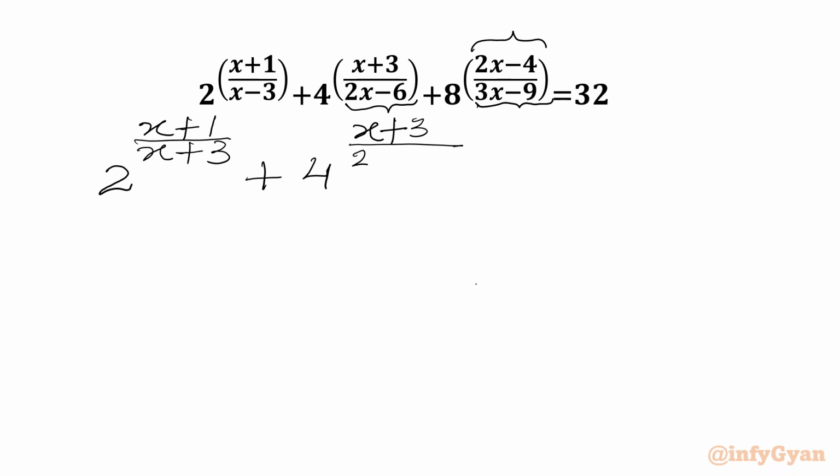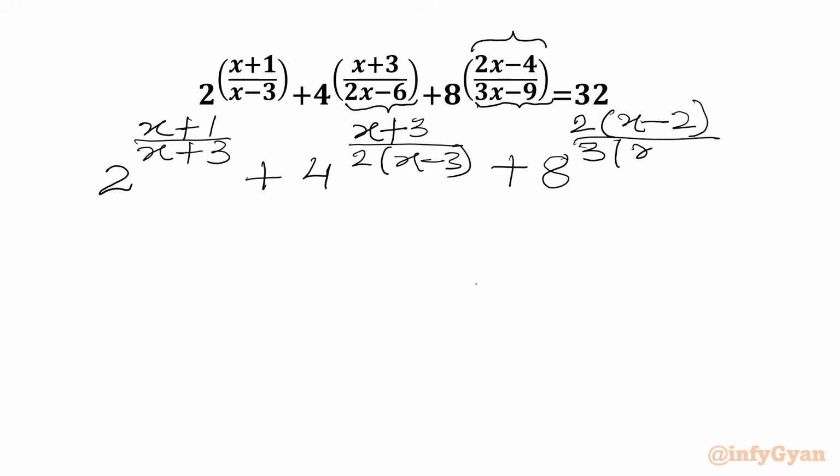over 2 times (x-3) plus 8 power 2 is common from numerator, so (x-2) over 3 is common from denominator, so (x-3), equal to 32.